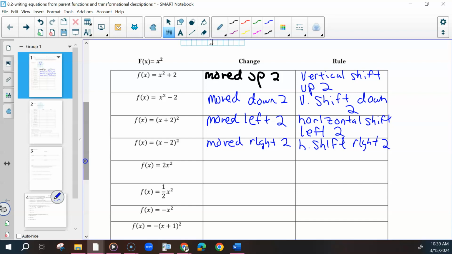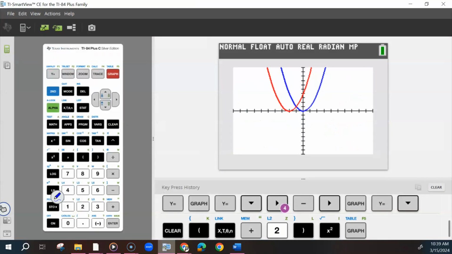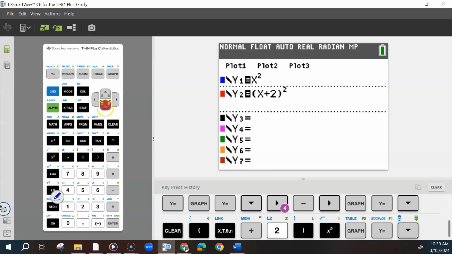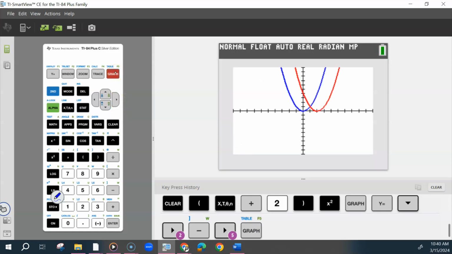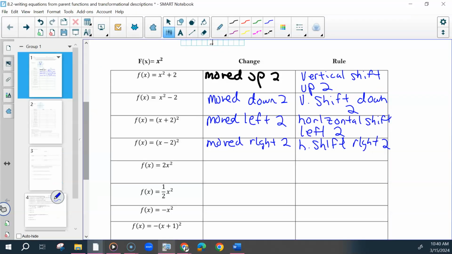And in the graph, I'm going to change that plus to a minus and see what happens. And to the right, the original moved to the right. Questions so far on how vertical and horizontal shifts work? Things are going to change.